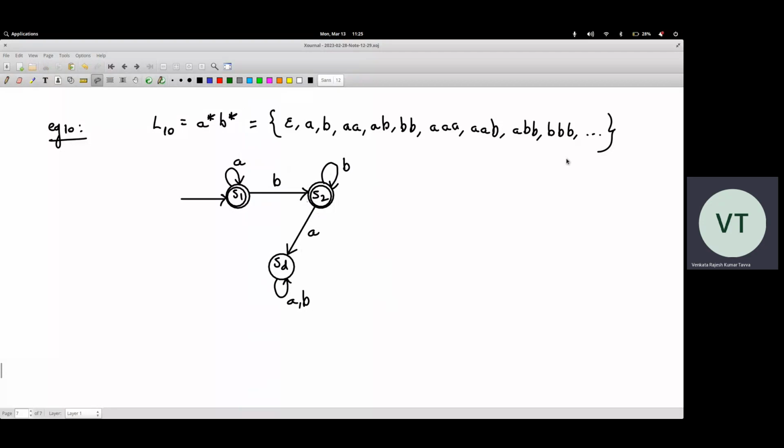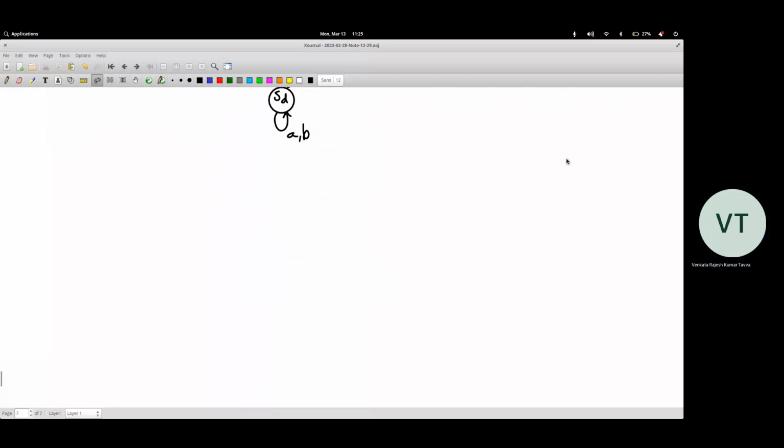You can have more than one final state. You can have none. You can have one. It can be any number of final states. Start state is always 1, but final states can be 0 or 1 or many. All right. Okay. Time is running out.